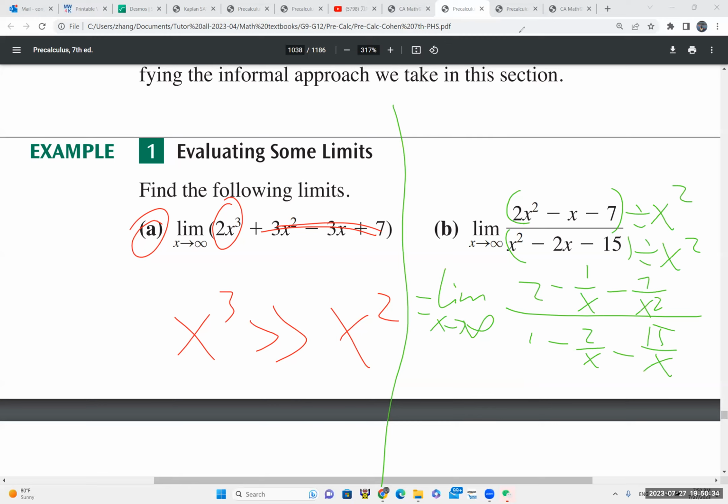So as x approaches infinity, compared with 2 and 1, these terms are just like 0, 0, 0, right? It means approaching 0, not that it's really 0. So the limit goes to 2. Oh, okay, I see.